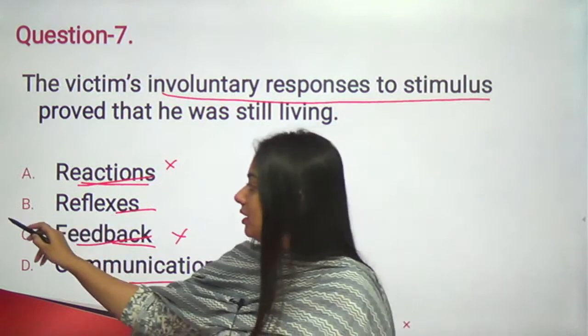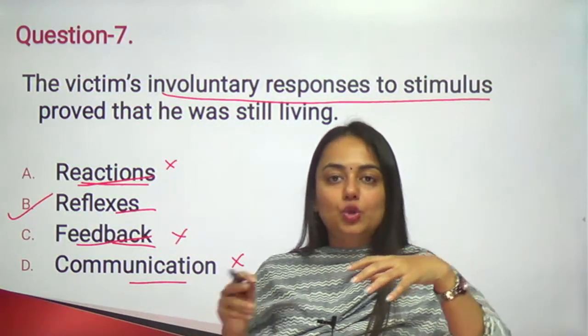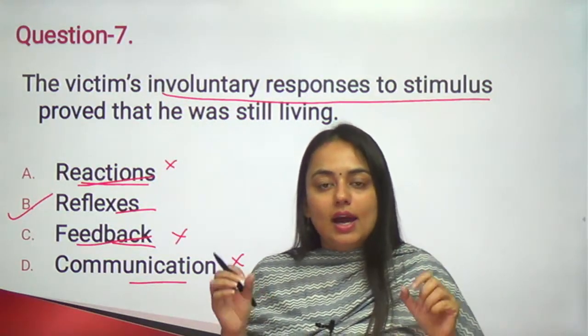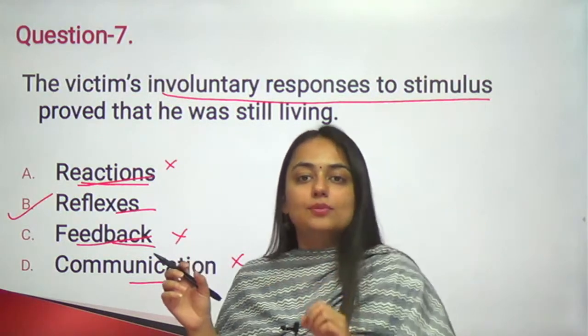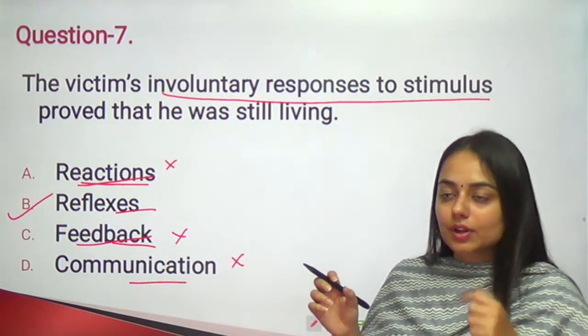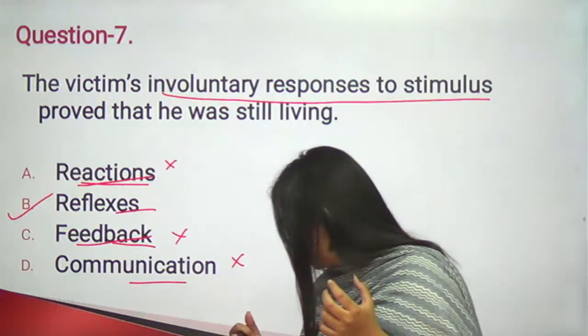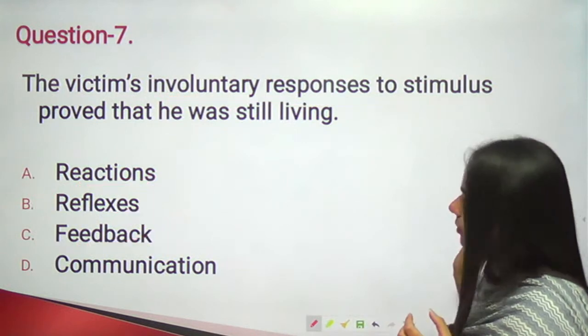The option B, reflexes. So when you suddenly see, for example, you are in a room which is completely dark, suddenly someone switches on the light and your eyes blink. So that's a reflex action. Something suddenly comes in front of you, your eyes blink. That is again a reflex action. So involuntary actions are known as reflexes. I hope this one is clear. Yes, Krishna. In this one, you're absolutely right.